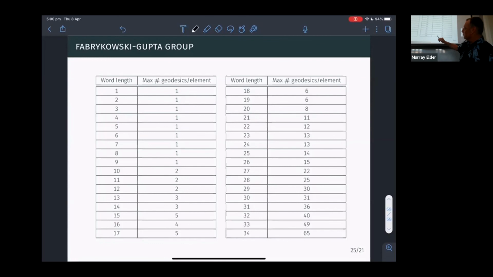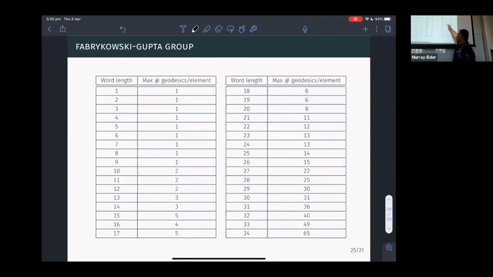So we wrote a computer program, so don't look at this slide yet, to compute Pascal's function, essentially. This is the maximum value of Pascal's function for all group elements with lengths 12, 13, 14. When we did it with other groups, like the Grigorchuk group, these numbers were growing exponentially. But for Fabrikowski-Gupta, they really weren't growing much.